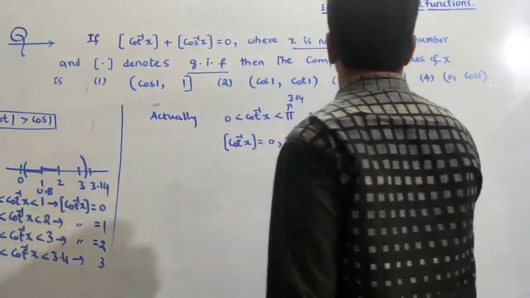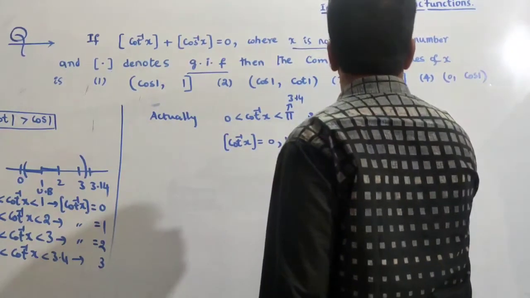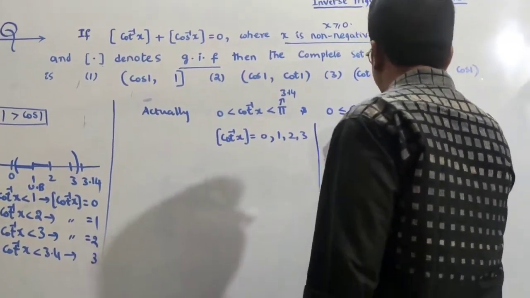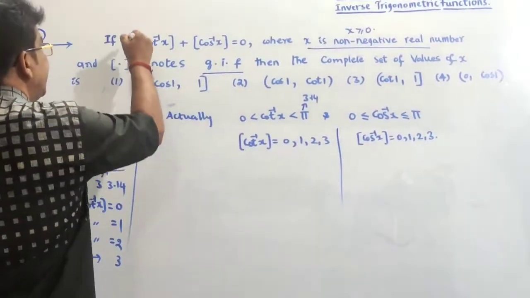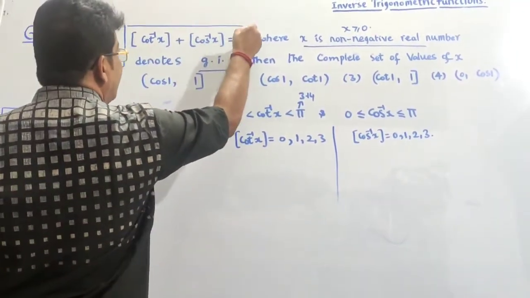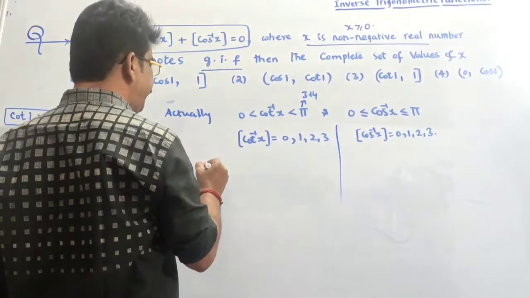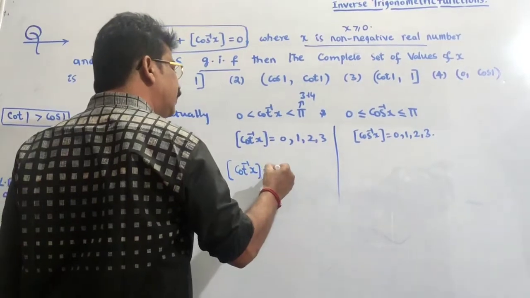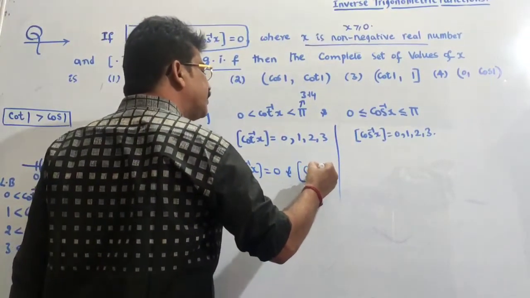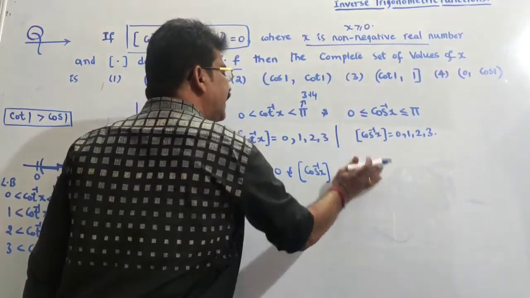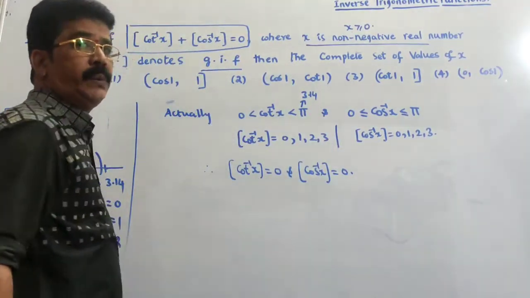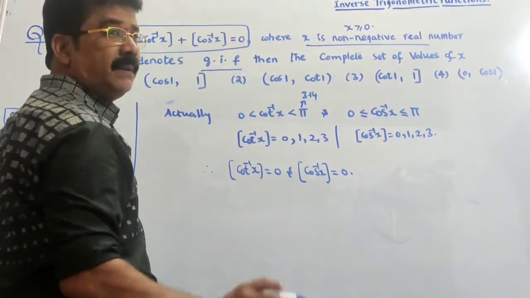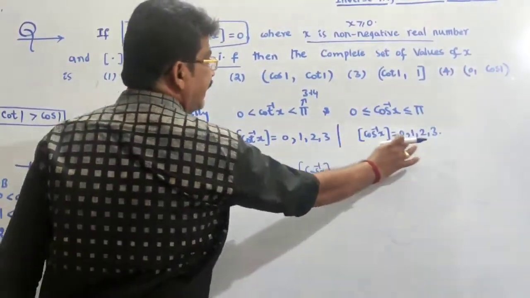Similarly for this, box of cos inverse of x will be 0, 1, 2, 3 in this interval. But the given question is that the sum of the two boxes will be 0. Therefore, definitely box of cot inverse of x is equal to 0 and box of cos inverse x is also equal to 0. Understand? Otherwise it should not be equal to 0, means the sum should not be equal to 0, because all are non-negative values.